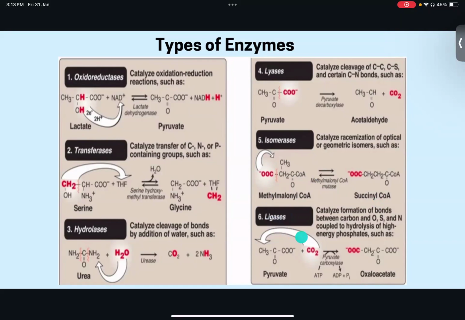And then ligases. Ligases catalyze the formation of bonds between carbon and oxygen, sulfur, or nitrogen groups, coupled to hydrolysis of high-energy phosphates. So here we have the pyruvate. In the pyruvate, we added a carbon to form oxaloacetate. So we joined them together. This is what ligases mean. Okay.